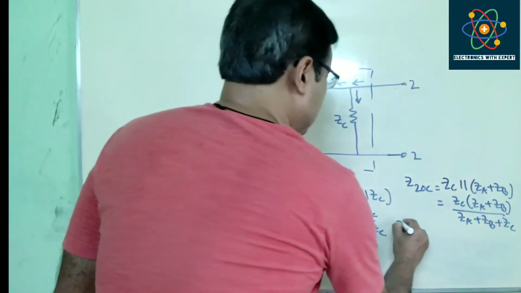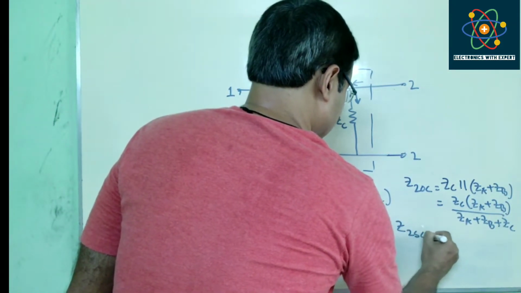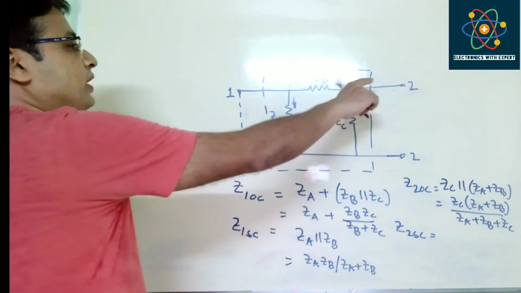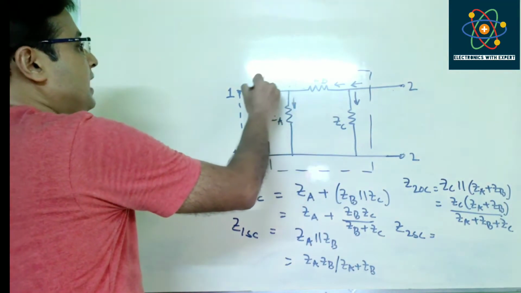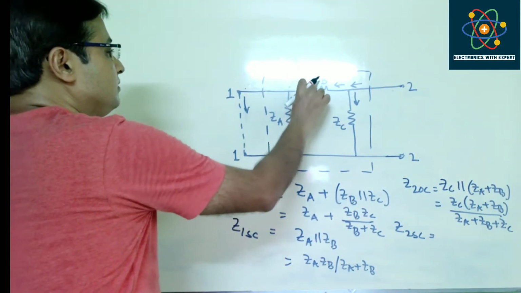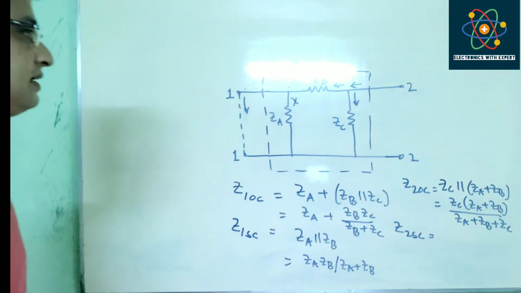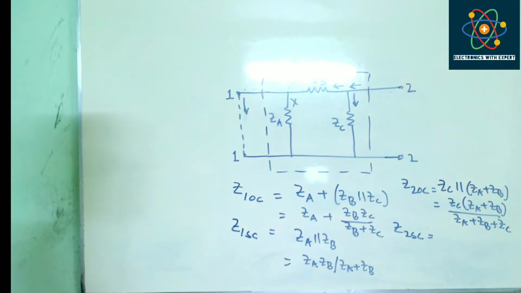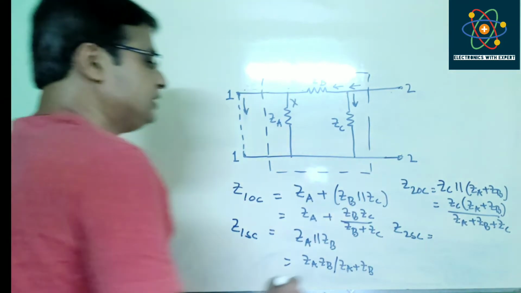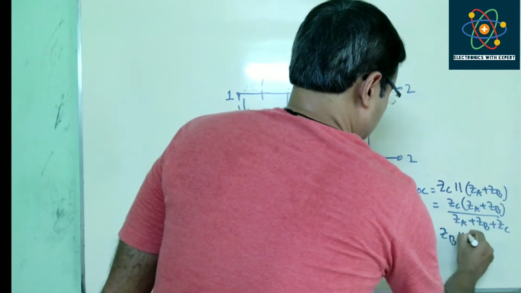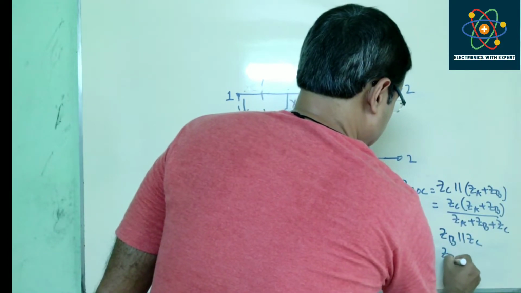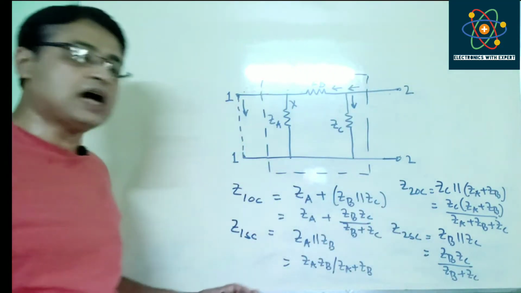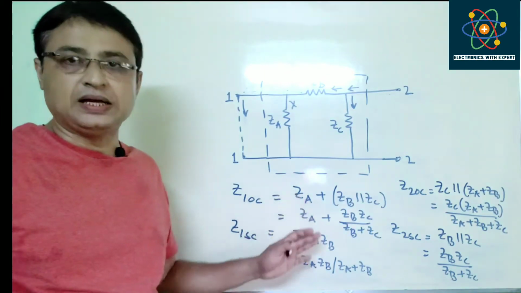Z2OC. Now calculate Z2SC. So that means you have to short these terminals. Now the current flowing through ZB will actually flow through this, while it will reject the path ZA. That means ZB and ZC are in parallel to each other. ZB is parallel to ZC, and it will make ZB ZC divided by ZB plus ZC. So these are all four parameters of a pi network.